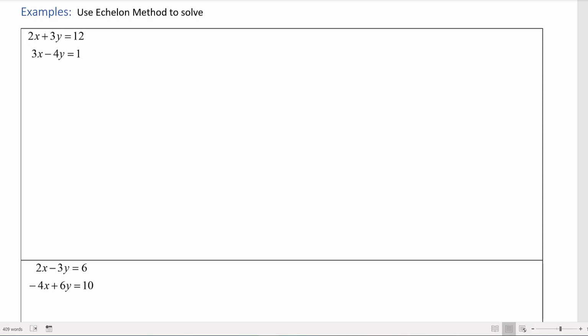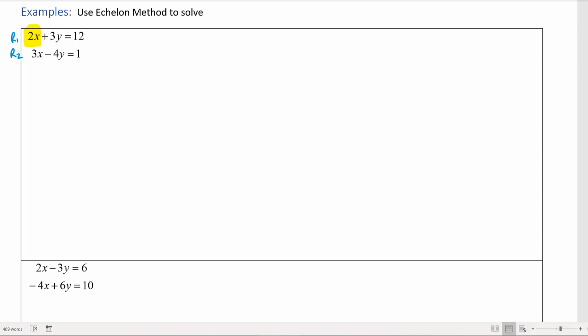Okay, so we have this system of equations and we want to use the echelon method to solve. So I have row 1 and row 2 here. The first goal is to get a 1 for the coefficient of the x in the first equation. So I want a 1 there.